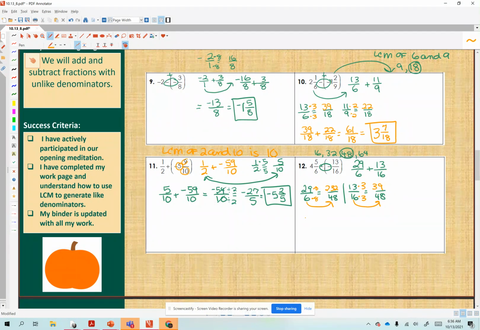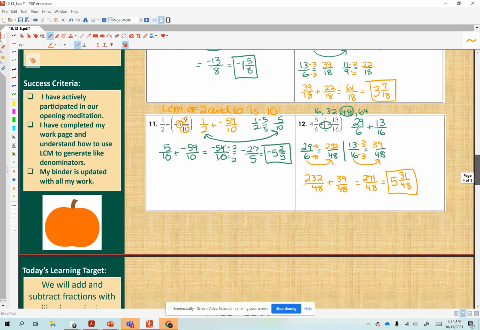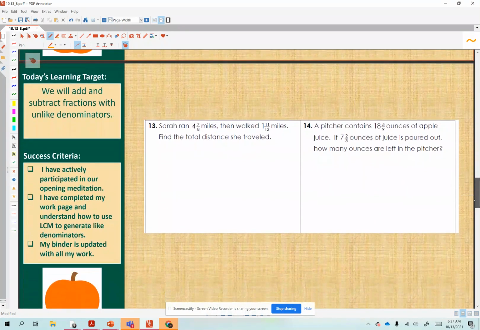Now I can go ahead and add 232 over 48 plus 39 over 48 equals, and our denominator, of course, is 48. 232 plus 39 is 271. And 271 divided by 48 is 5 with 31 48ths left over. Okay, they're getting a little more challenging, but we can do it. So let's do some word problems.